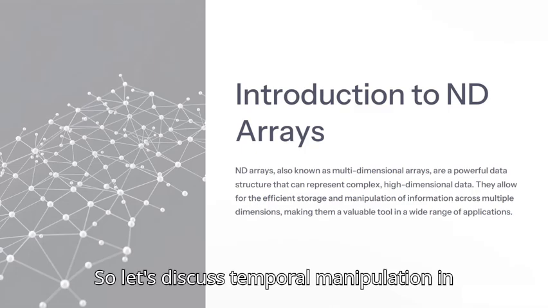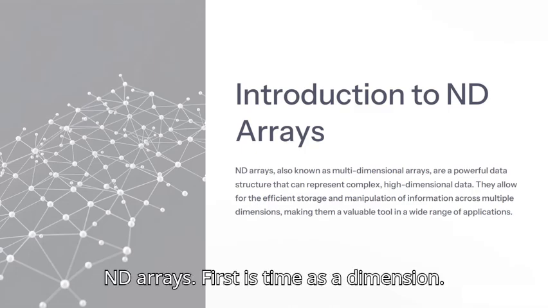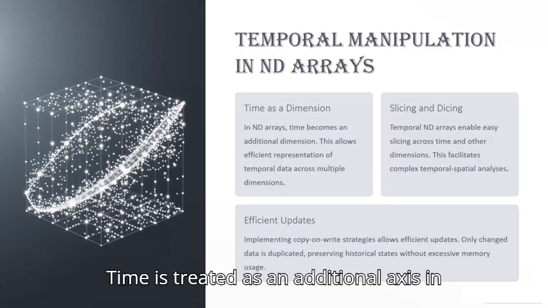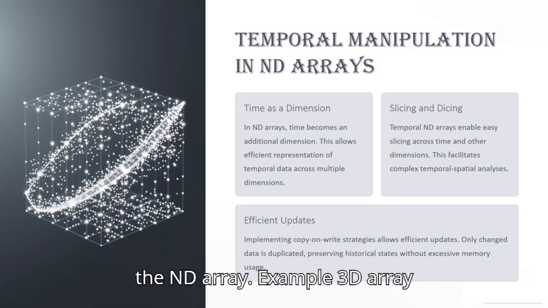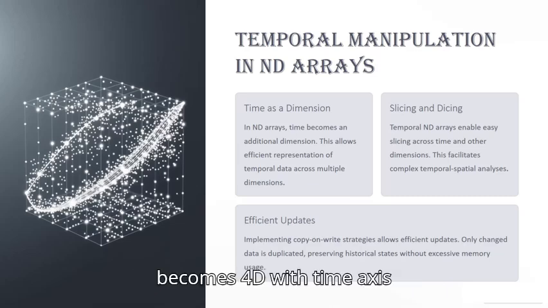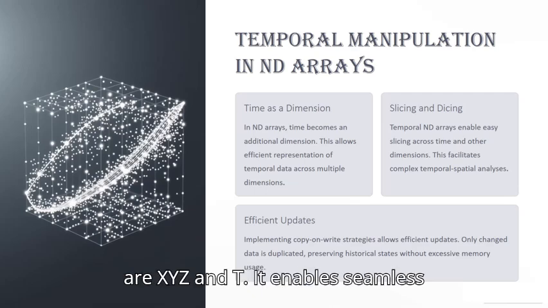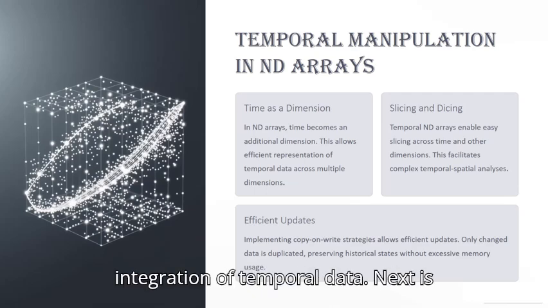So, let's discuss temporal manipulation in ND arrays. First is time as a dimension. Time is treated as an additional axis in the ND array. Example, a 3D array becomes 4D with time. Axes are X, Y, Z, and T. It enables seamless integration of temporal data.